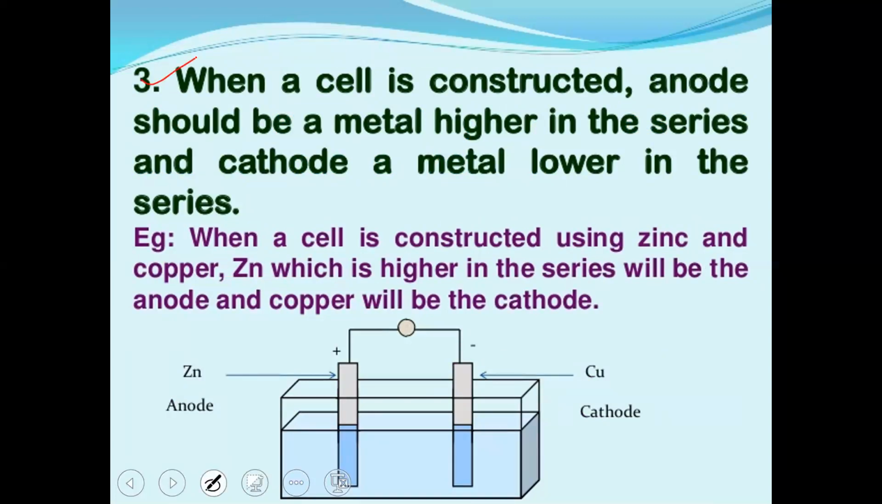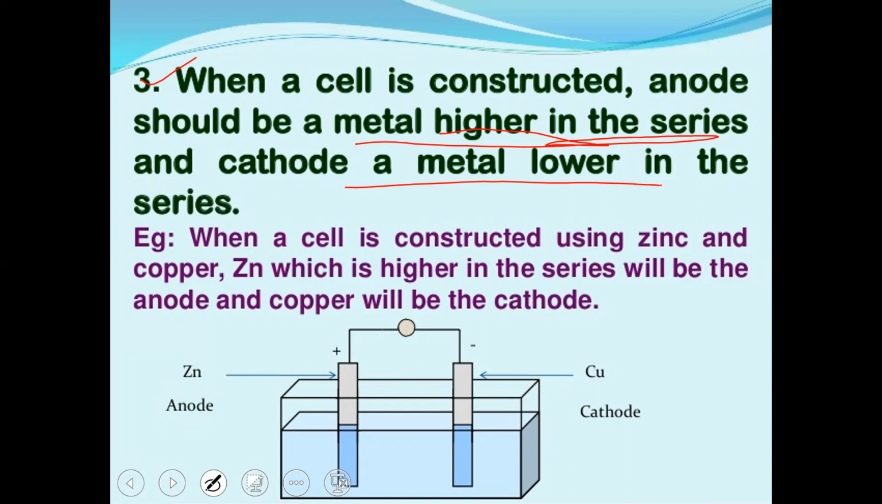when a cell is constructed, which metal electrode will act as an anode, or which metal will act as a cathode, that information will give this electromotive series. Based on their standard reduction potential, we can easily say whether it will act as an anode or a cathode. For example, the anode should be a metal higher in the series, present in the upside. The cathode metal lies lower in the series.